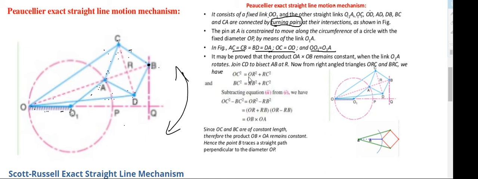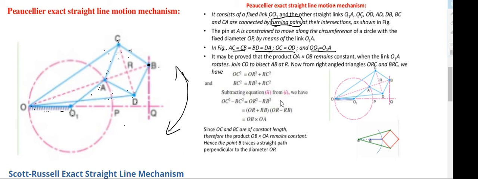And by just using the Pythagorean theorem, we can prove OC square is equal to OR square plus RC square. That is OC square is equal to OR square plus RC square, from this triangle and this triangle. You can directly prove that. And similarly, BC square is equal to RB square plus RC square, this small triangle.